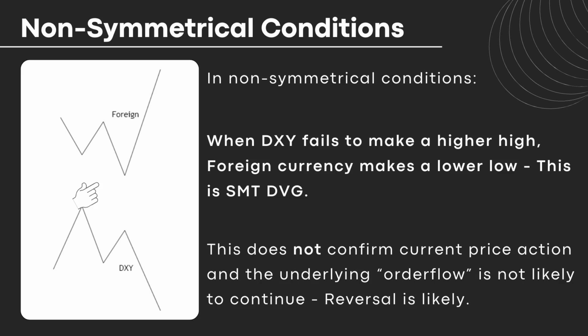This again suggests SMT divergence because there is a clear discrepancy in the symmetry of the price action between these two correlated assets or markets or instruments, right? If DXY failed to make a higher high, then the underlying or foreign currency should have also failed to make a lower low to continue the symmetry, but it did not, right? Because it made a lower low and showed a discrepancy, which suggests that the underlying market condition is non-symmetrical, right? This type of non-symmetrical condition suggests that the underlying order flow is not able to continue and price does not confirm the current price action.